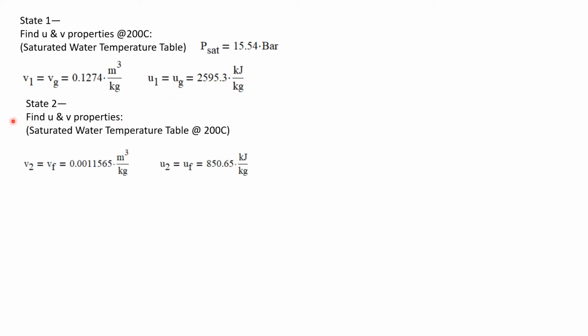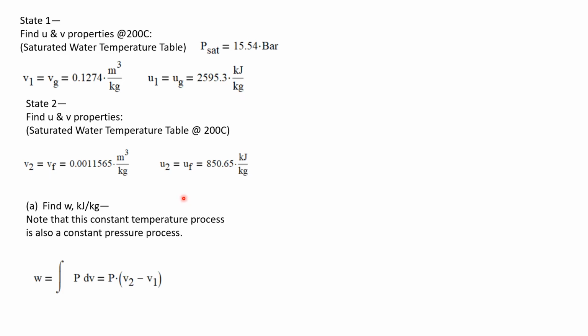Now we want to find the same properties for state 2. We'll be at the same place in the table because it's still a saturated state at 200 degrees C, only now it's a saturated liquid instead of a saturated vapor. So the specific volume at state 2 will just be v sub f, and the internal energy at state 2 will be u sub f. And we have those values taken from the table.